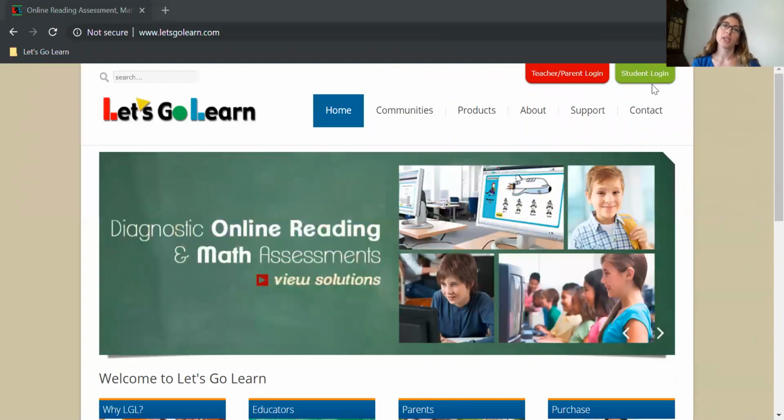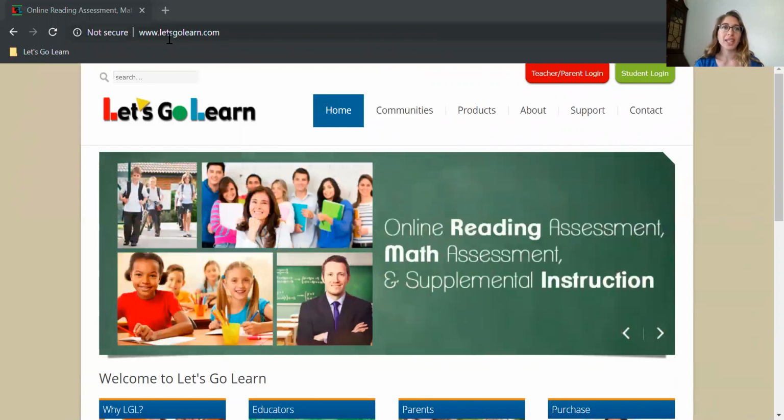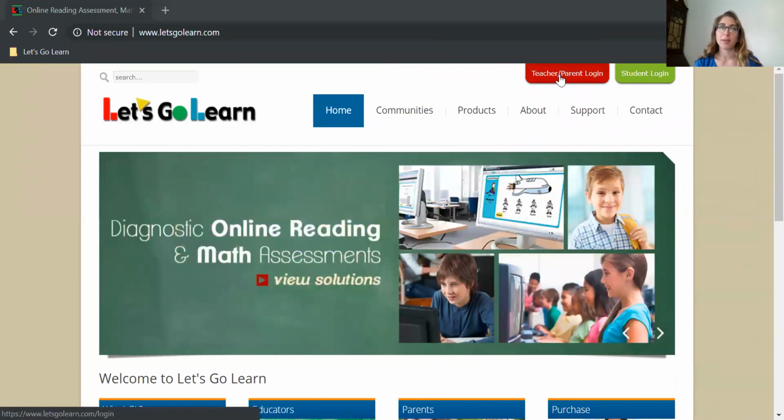Today we're going to be learning how to read your child's DORA report on the parent portal. So the first thing you're going to want to do is come to letsgolearn.com and you're going to click on the teacher parent login. This is how you're going to access the parent portal.